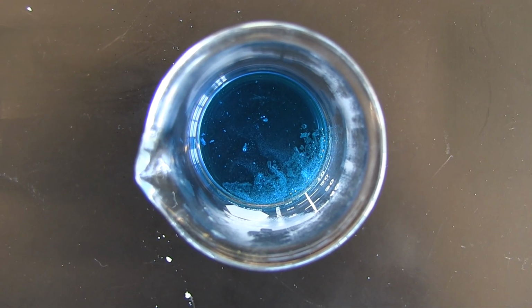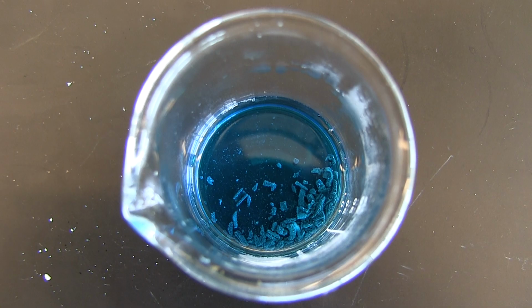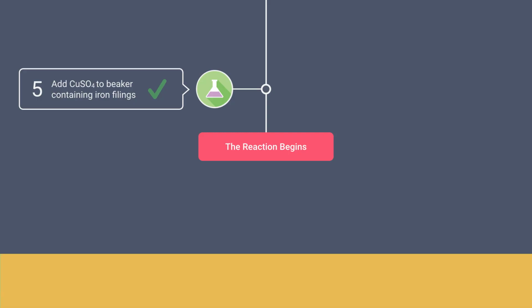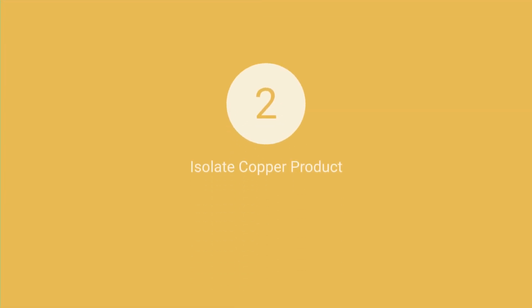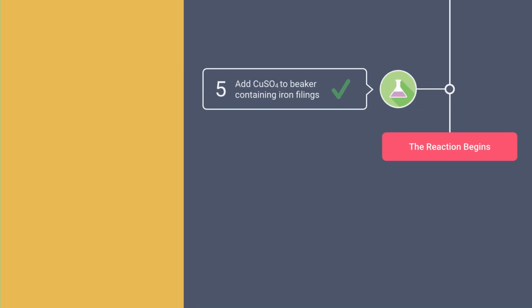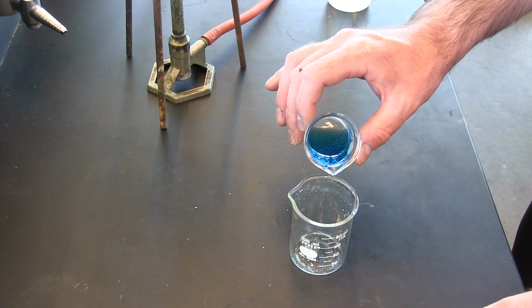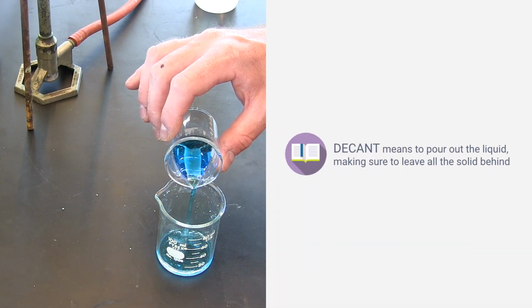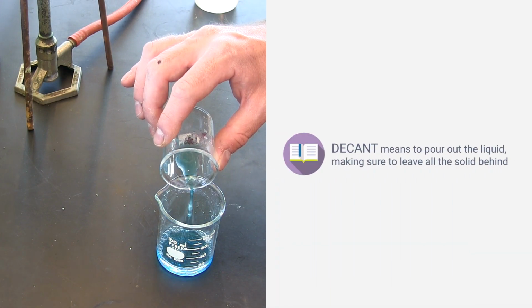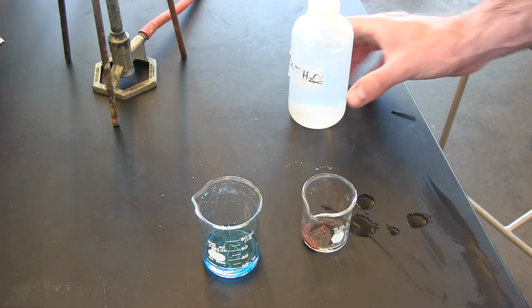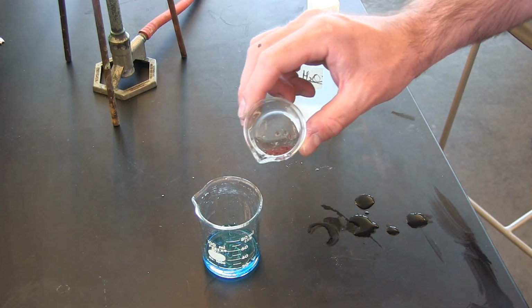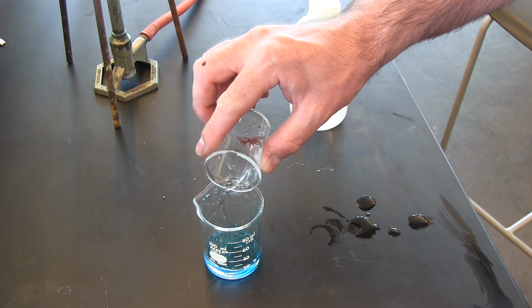Now it's time for part 2. Our job is to get the copper solid by itself so we can measure its mass. A few minutes after starting the reaction, decant into an empty beaker. Decant is just a fancy way to say pour the liquid out carefully so that you leave all the solid behind. You can decant into the leftover beaker that you heated the copper sulfate in. You won't be able to get rid of all the liquid for now, so do what you can.